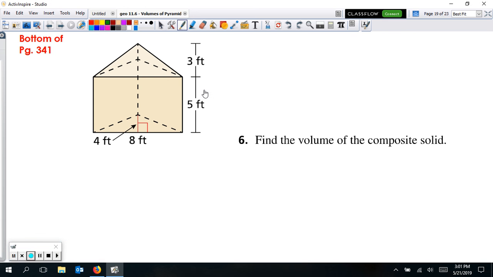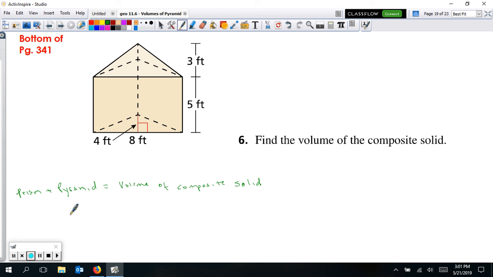So we're going to say the prism plus the pyramid is going to equal the whole volume, so the volume of the solid. And it's called a composite solid. So that's why they don't just say it's a solid. A composite solid is made up of more than one solid.